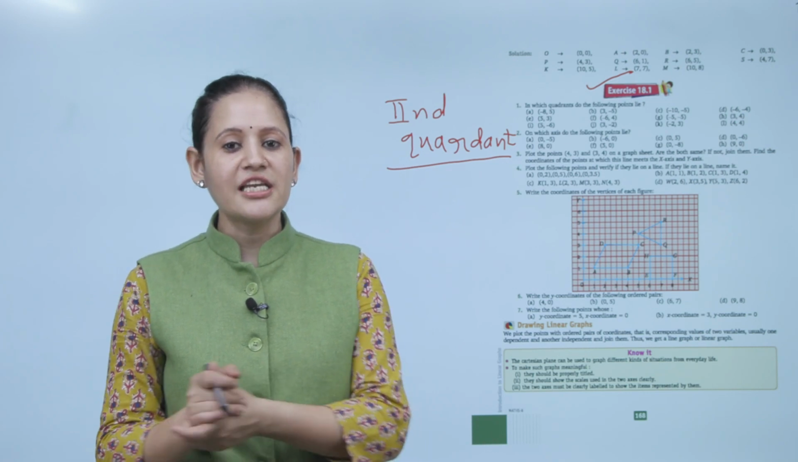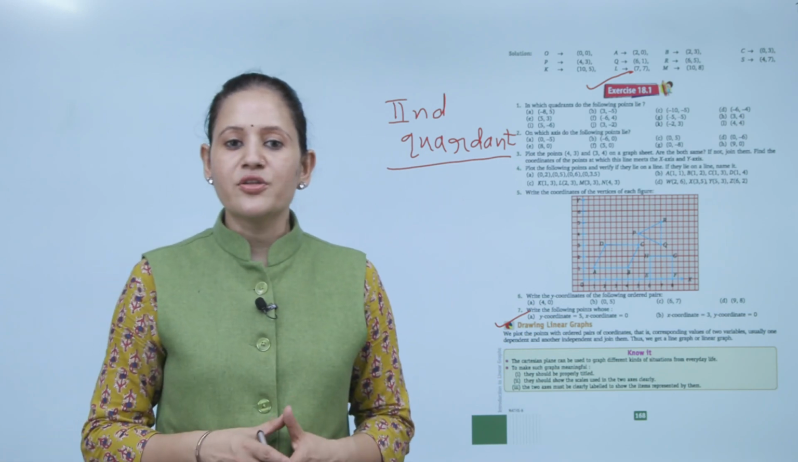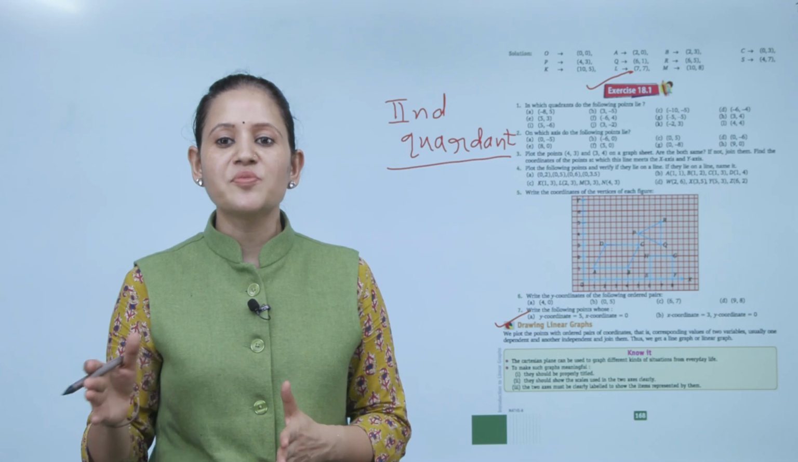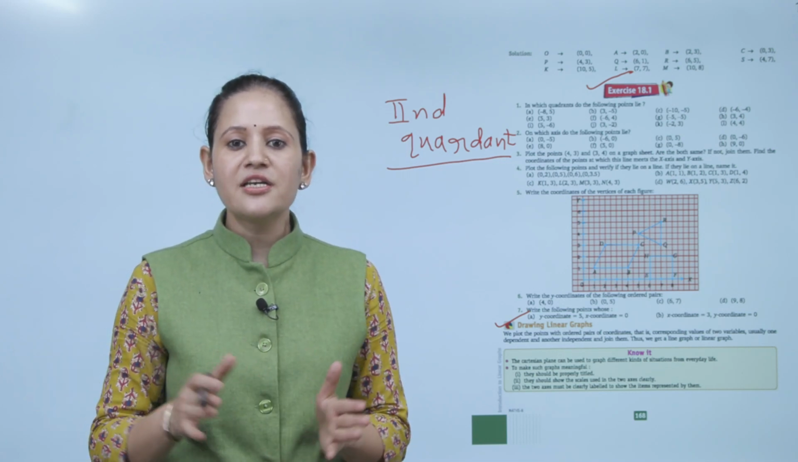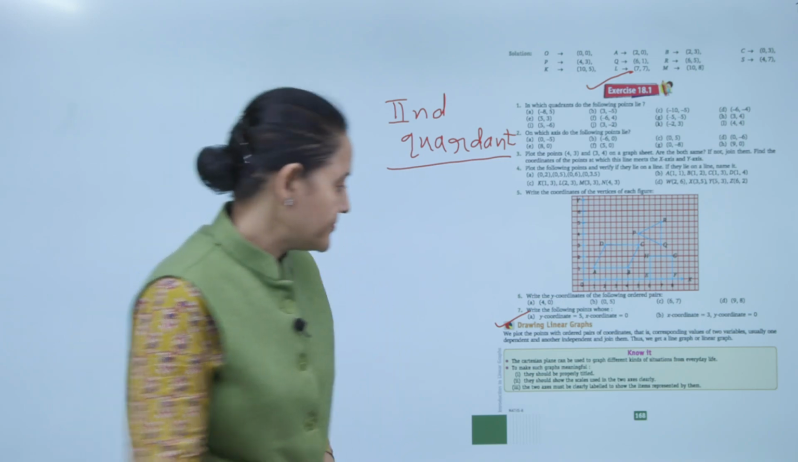Next is drawing linear graphs. We plot the point with ordered pair of coordinate, that is the corresponding value of two variables, usually one depend on another, independent to join them. Thus, we get the line graph or linear graph. Know it.